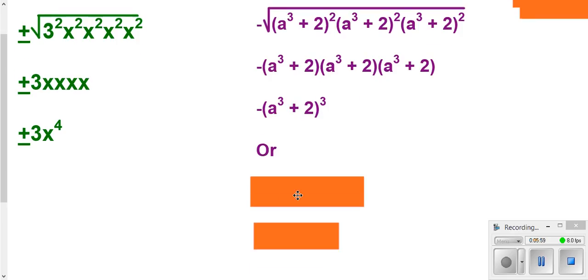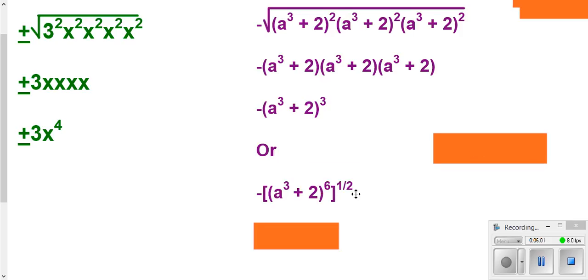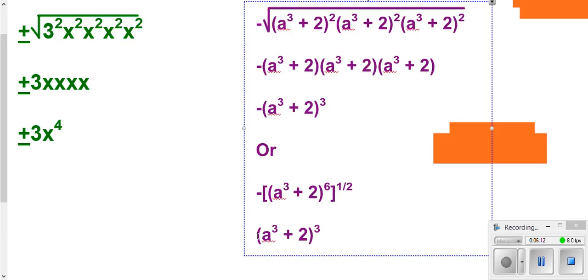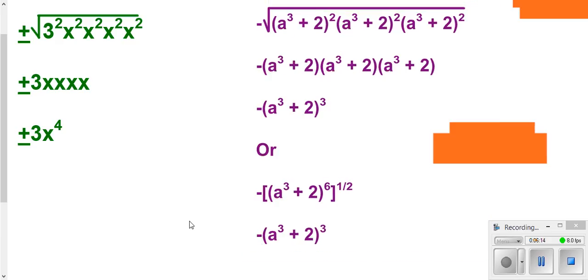If you did the fractional exponent thing, you would then take a square root, which is a 1/2 power, exponent raised to an exponent. 6 times 1/2 is 3, and you would still get the same answer, except you got to make sure you have that negative hanging out in front. There we go.